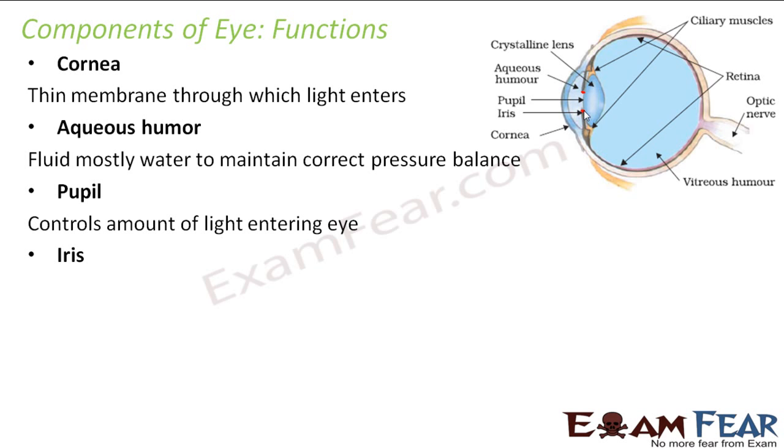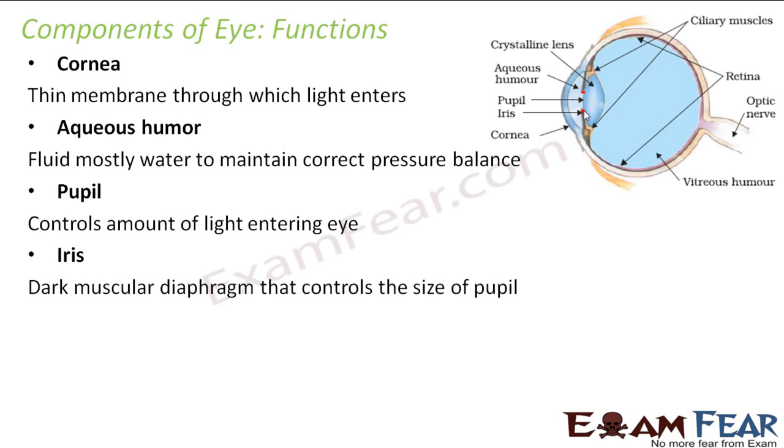Then we have another structure called the iris. It is a dark muscular diaphragm that controls the size of the pupil. So we can say that the pupil and iris together control the amount of light entering the eye. And once light enters inside the pupil, there is no comeback. It is unidirectional. That means once light has entered, it cannot come out, right?